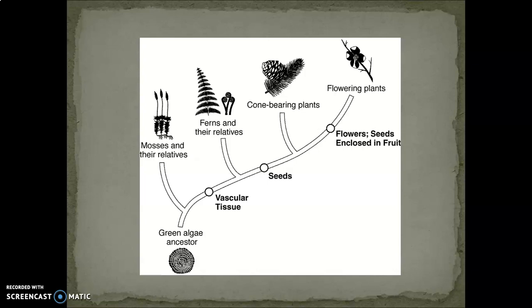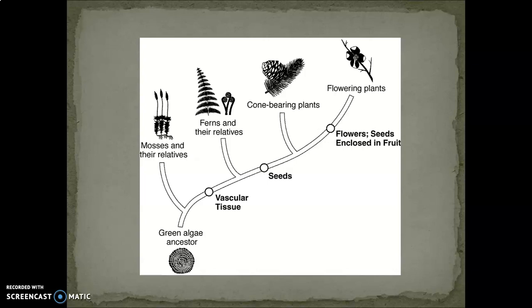And then we pick up the first advancements of vascular tissue, and we have our ferns and relatives to ferns, meaning that they do have xylem and phloem. They have the ability to live a little bit further away from water and transport water from their roots up to the rest of the plant using the vascular tissue. They still get tied closer to water because of their reproductive strategy. They have fronds, which is their version of leaves, and on the underside they're releasing a spore type structure.